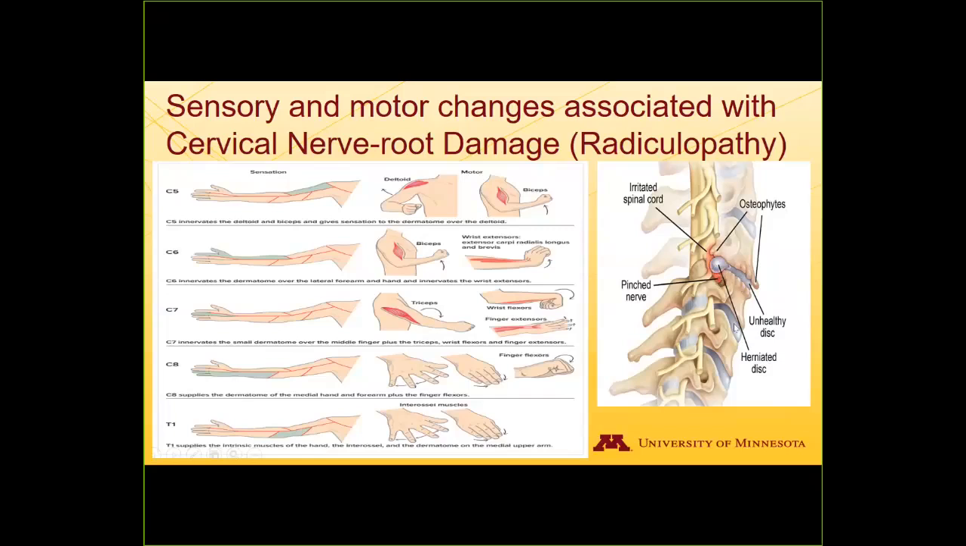The other thing that's happening here is, as you can see, you have a nice healthy disc with a nice intervertebral joint space, and then here you see this joint space actually narrowing. Okay, and that's another reason why this nerve can be injured as it comes through the intervertebral canal.